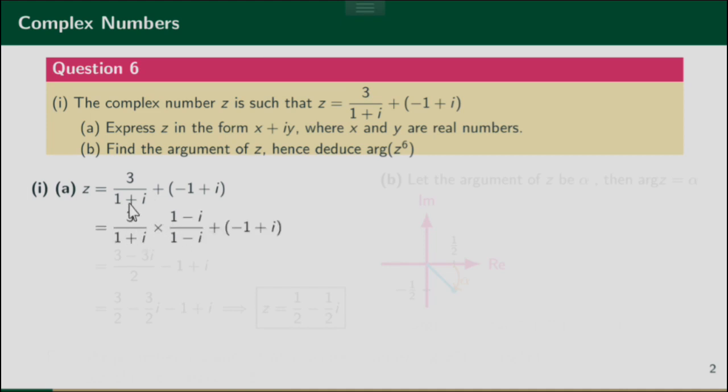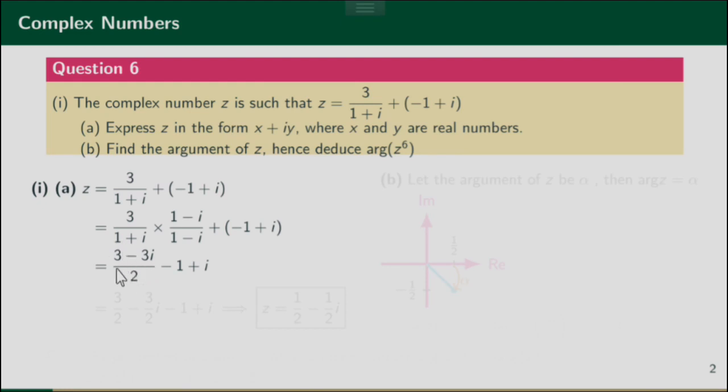Then I simply multiply the 3 by 1 minus i, and I multiply 1 plus i by 1 minus i. And 3 multiplied by 1 minus i is 3 minus 3i. Then when you multiply a complex number by its conjugate, the result is a real number. So to obtain the result, I will just square each of the real and imaginary parts and add them. The real part is 1, 1 squared is 1, and the imaginary part is 1, 1 squared is 1, and their sum gives 2. So I obtain this.